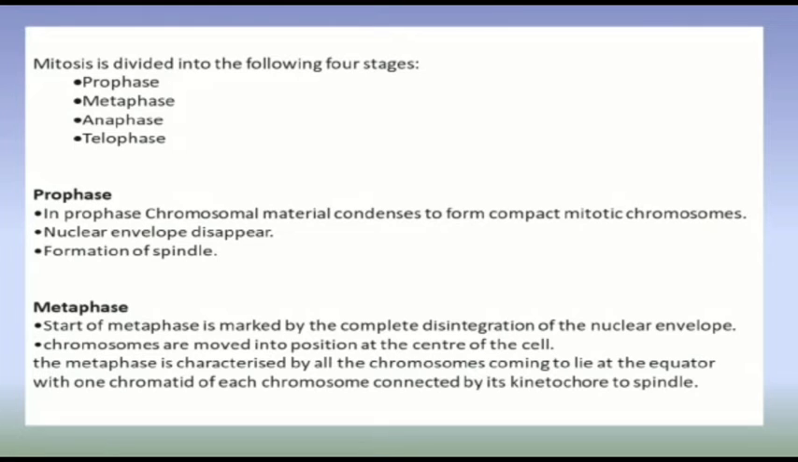In prophase, the chromosomal material condenses to form the compact mitotic chromosomes. The nuclear envelope disappears and the formation of the spindle happens. In metaphase, the start of the metaphase is marked by the complete disintegration of the nuclear envelope. The chromosomes are moved into position at the center of the cell. The metaphase is characterized by all the chromosomes coming to lie at the equator, with one chromatid of each chromosome connected by its kinetochore to the spindle.